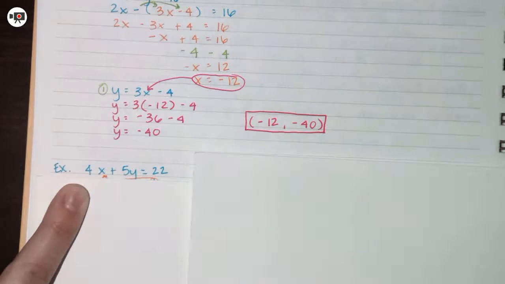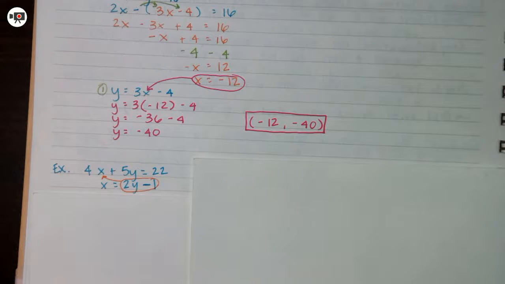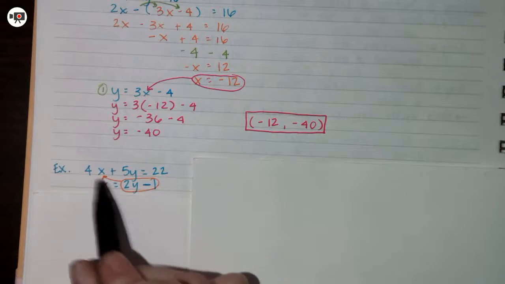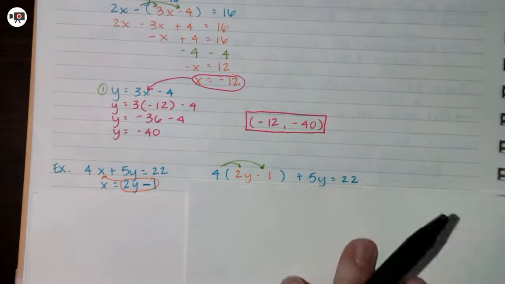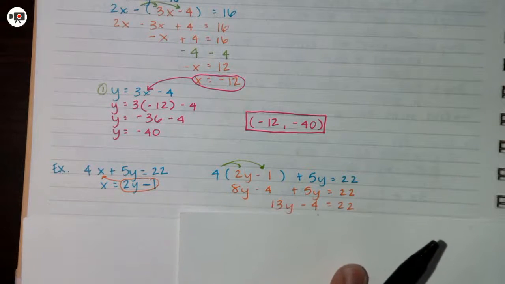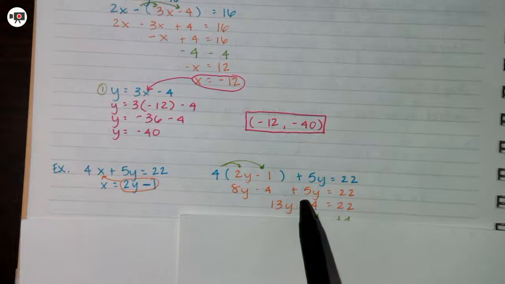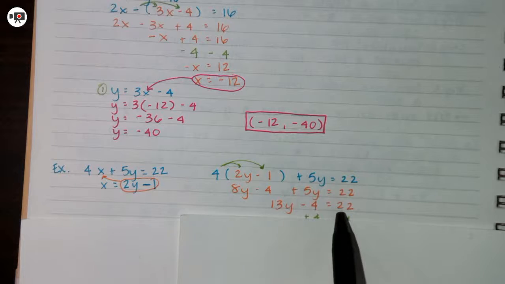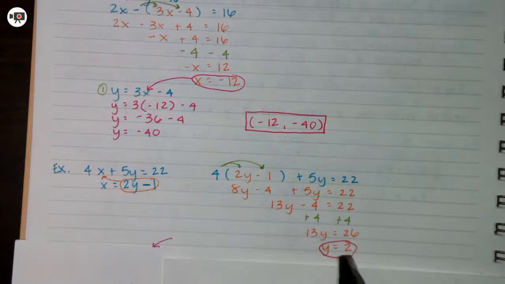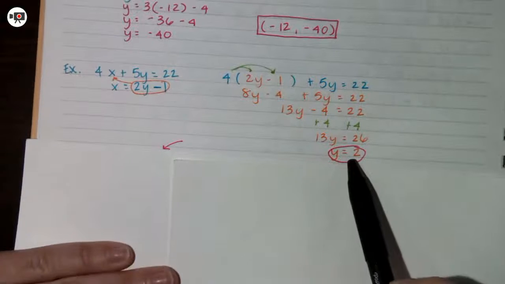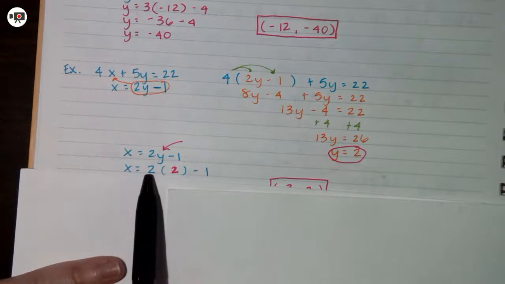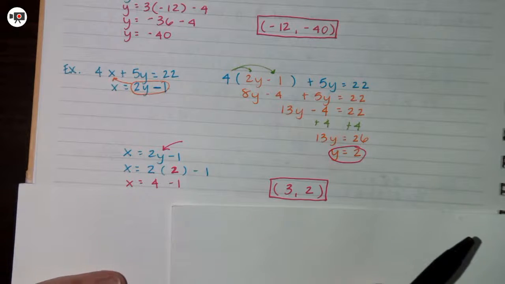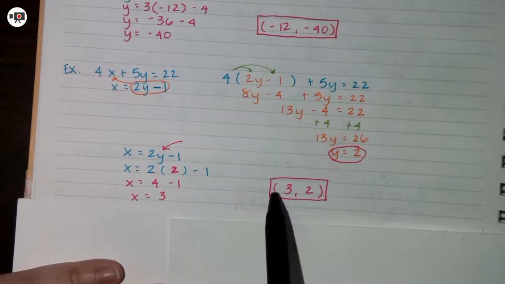Another example. I have 4x plus 5y equals 22, and x equals 2y minus 1. I have an x equals, plug it in, and I get 4 times 2y minus 1 plus 5y equals 22. Now I'm going to solve for y, and 8y plus 5y is 13y minus 4 equals 22. So y equals 2. Take this 2 and plug it into an original, and I get x equals 2 times 2 minus 1, so x equals 3. And my point is 3, 2.